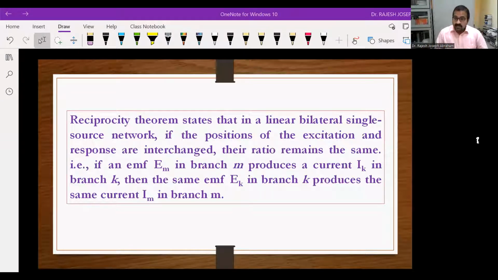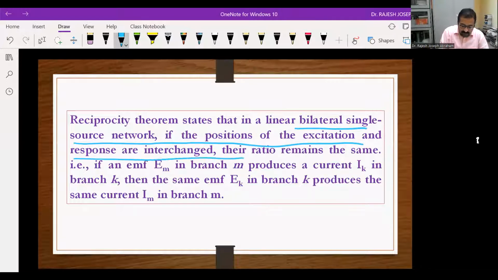So what is the reciprocity theorem? Reciprocity theorem states that in a linear bilateral single source network, if the positions of the excitation and the response are interchanged, their ratio remains the same. What do you mean by excitation? Excitation means an input voltage source, or it may be an input current source, that excites the network. Anything that excites the network, like a voltage source or a current source, is an excitation.